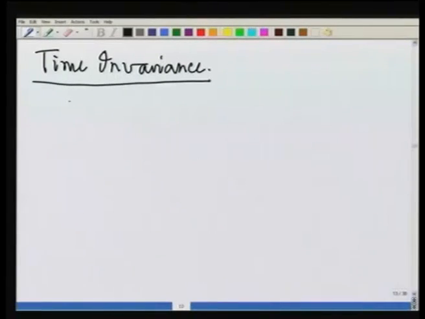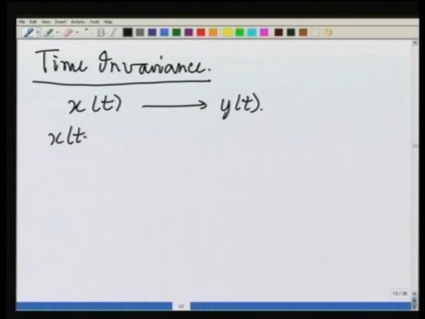If x(t) yields a certain output y(t), and if the system is time invariant, then x(t minus t0), which is a time shifted version of x(t). We have already discussed what happens to the signal when it is given a time shift or a time translation. We know how the signal changes. What we want the system to do, however, is to ensure that when x(t minus t0) is applied to the system, the output is y(t minus t0).